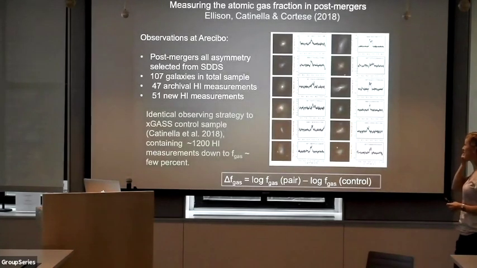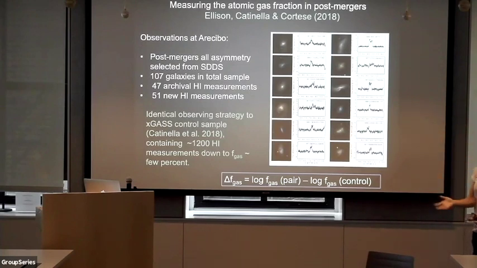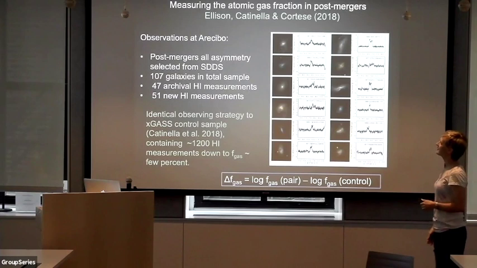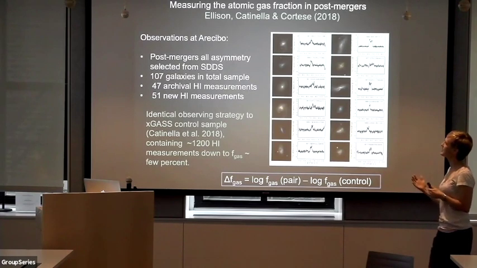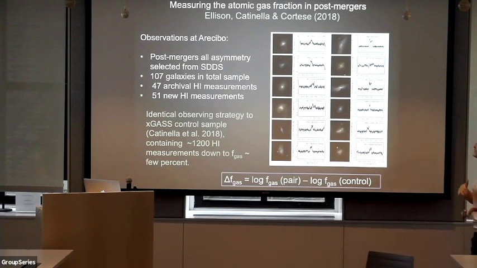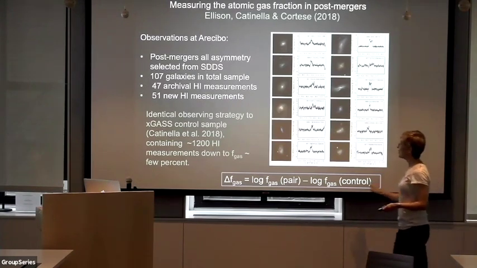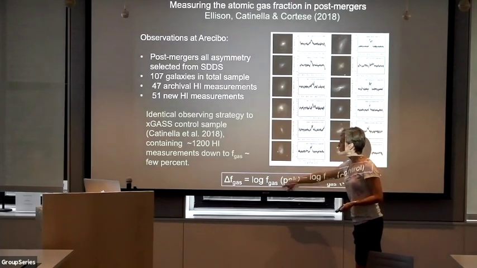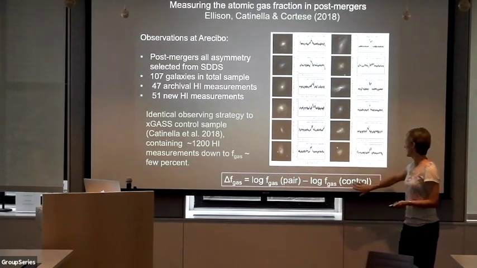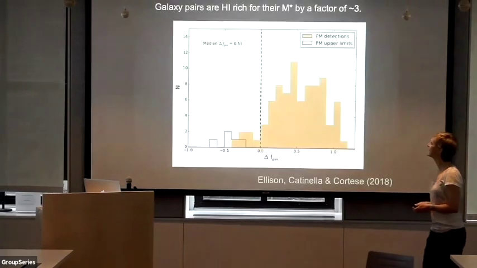These are Arecibo observations of the HI. This we had to do in the post-merger sample rather than the pairs because the Arecibo beam is really big and you can't resolve close pairs. So we did this with the post-merger sample. We had about 100 galaxies that were a combination of archival measurements and our own PI sample. And again, we have a control so we can compare the neutral hydrogen gas fractions with the control.